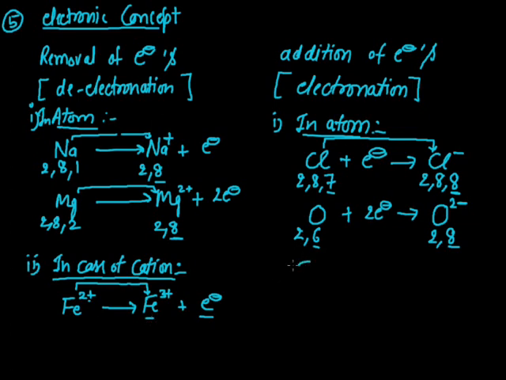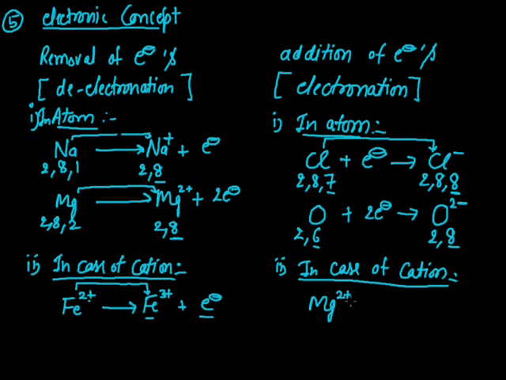Now in case of reduction, in case of cation, Mg2+ is a cation. It gains 2 electrons and converts into Mg atom. In this reaction, Mg2+ ion converts into Mg atom, and here gain of electron takes place, so we can say that this reaction is a reduction reaction.